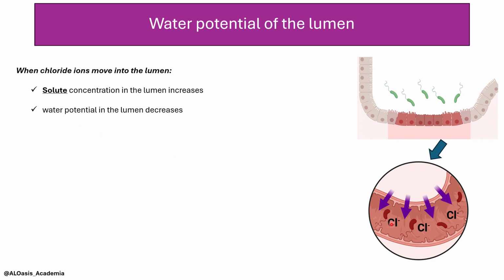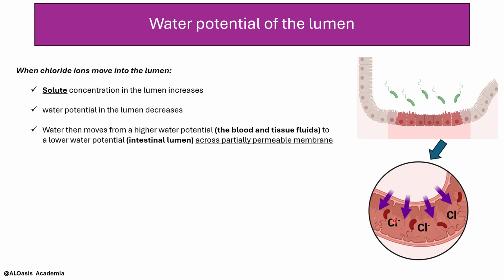When there's a higher level of chloride ions in the lumen, this will result in the water potential in the lumen decreasing. Why? Because we have more solutes now in the lumen. This decreases the water potential. Once the water potential decreases, water then moves from higher water potential, which is the blood and the tissue fluid.